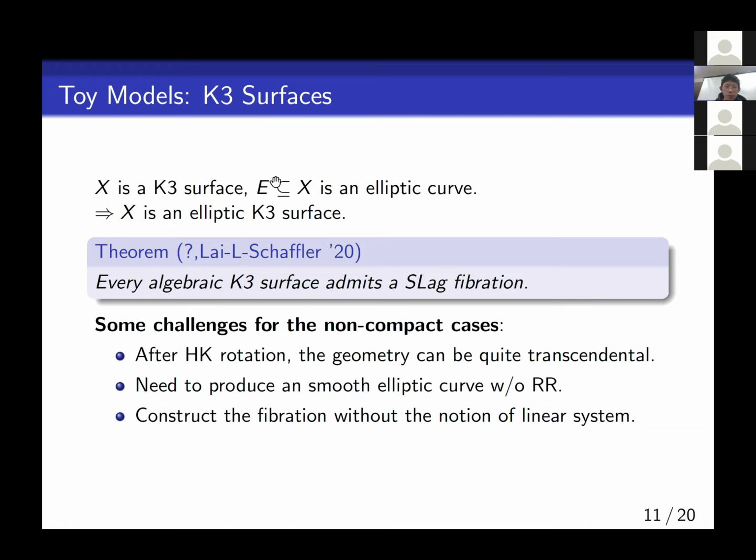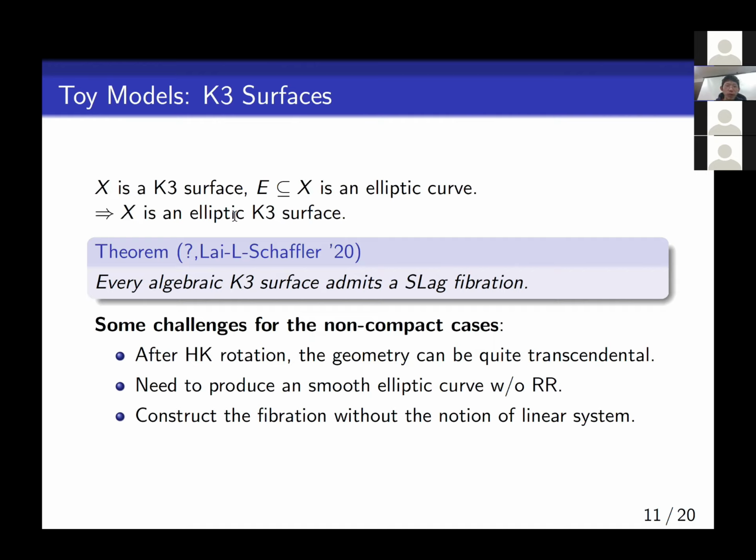if there exists a smooth genus 1 curve, or more generally, if you have an arithmetic genus 1 curve, then X will be an elliptic surface. And so then one can play the following game.